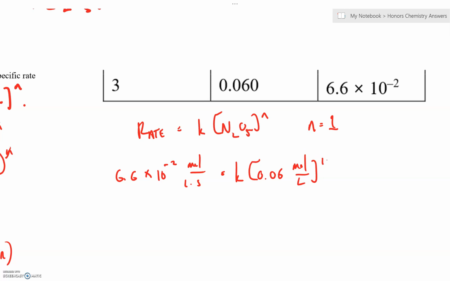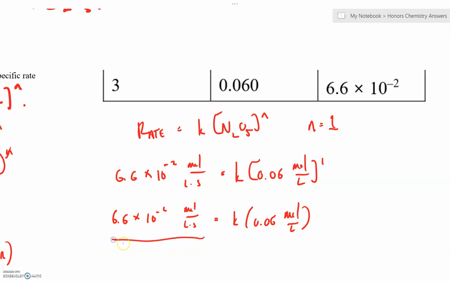All right, so let's first take care of the exponent. When we do that, we have 6.6 times 10 to the minus 2 moles per liter per second equals K times 0.06 moles per liter, because that's what happens when you raise everything to the first power. And now we're going to solve for K. We're going to do that by dividing both sides by 0.06 moles per liter, and this is going to give us K.